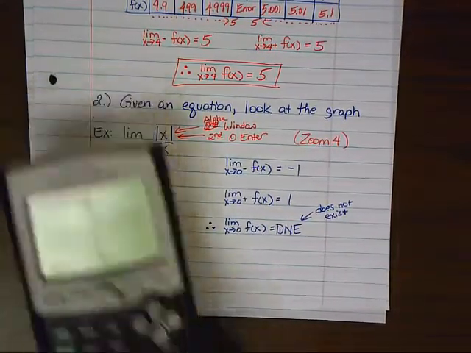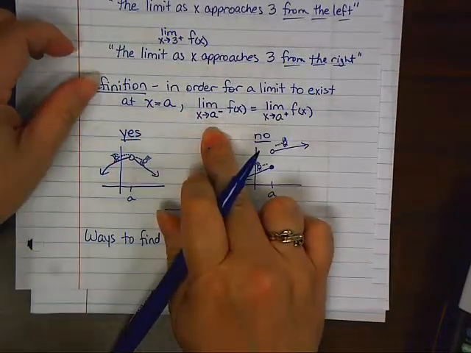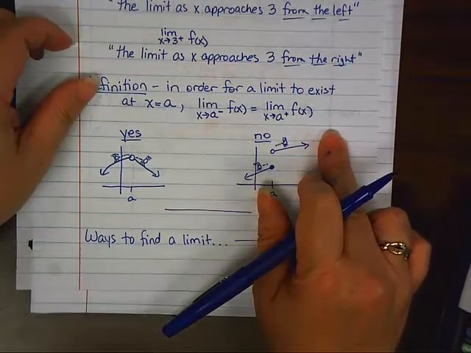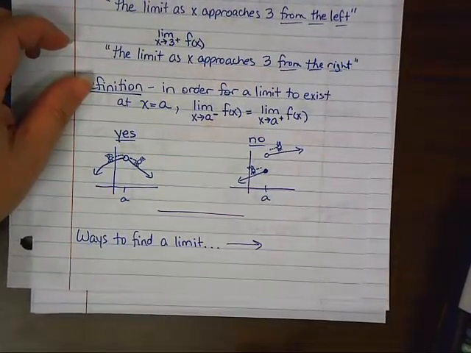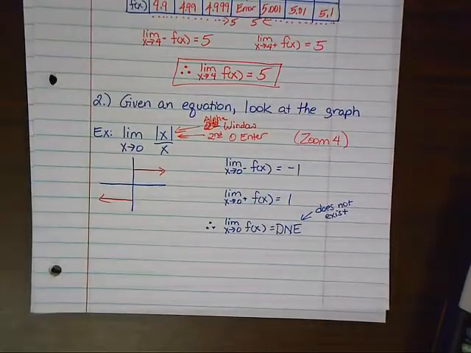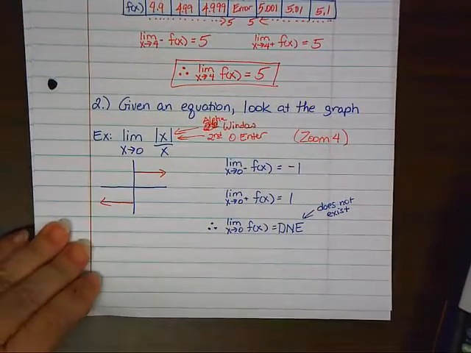Why? Because the definition said in order for it to exist, the limit from the left has to equal the limit from the right. Because they don't equal, it's a DNE. So anytime they're different, it's DNE. Okay? That's the situation like that. All right. Questions? Okay.